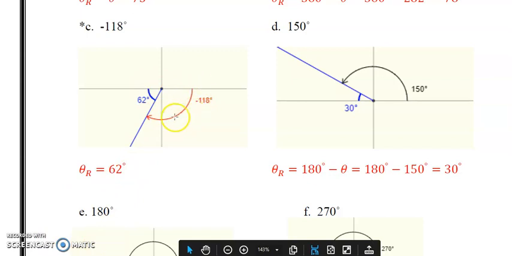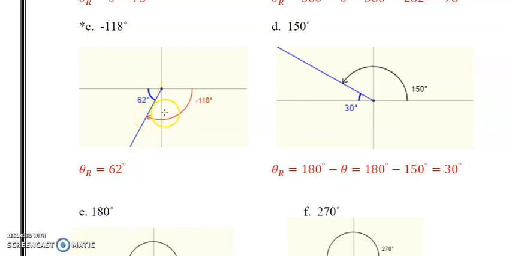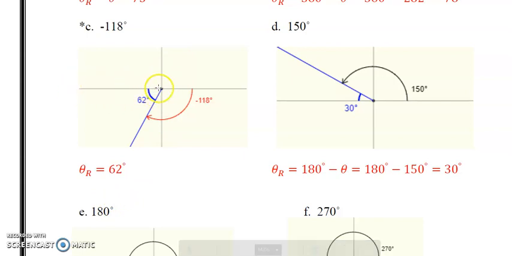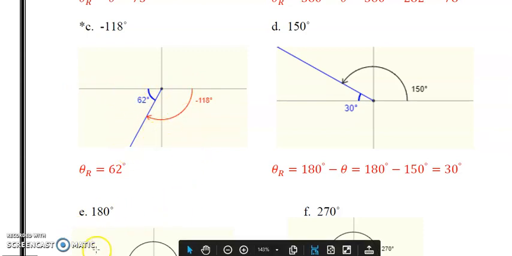So negative 118 will go in the opposite direction, negative 90, negative 118, and then we can take the angle and look at it using the program, 62. Basically, drop your initial arm on either the negative x-axis or the positive x-axis, and you create an angle of 62. Pretty easy. A lot of you can do it intuitively in your head.